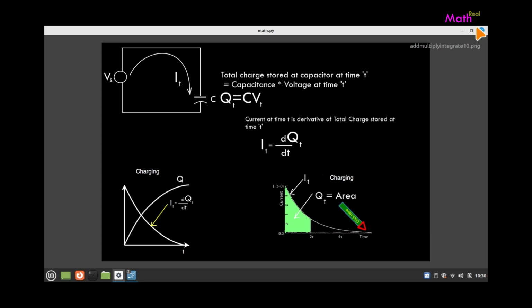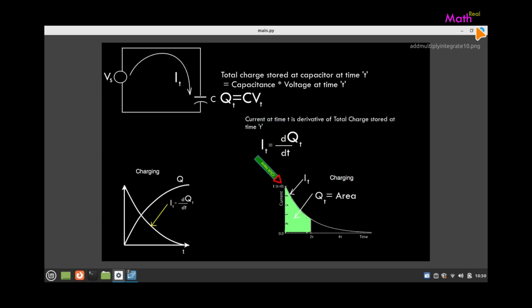It is called capacitor is fully charged. If I know the equation of current, then the total charge that the capacitor accumulates is the area. That is kind of fundamental, we can see it in many ways. If I know the total charge accumulated in the capacitor at time t, and I want to know the current at that moment, then I have to differentiate it.